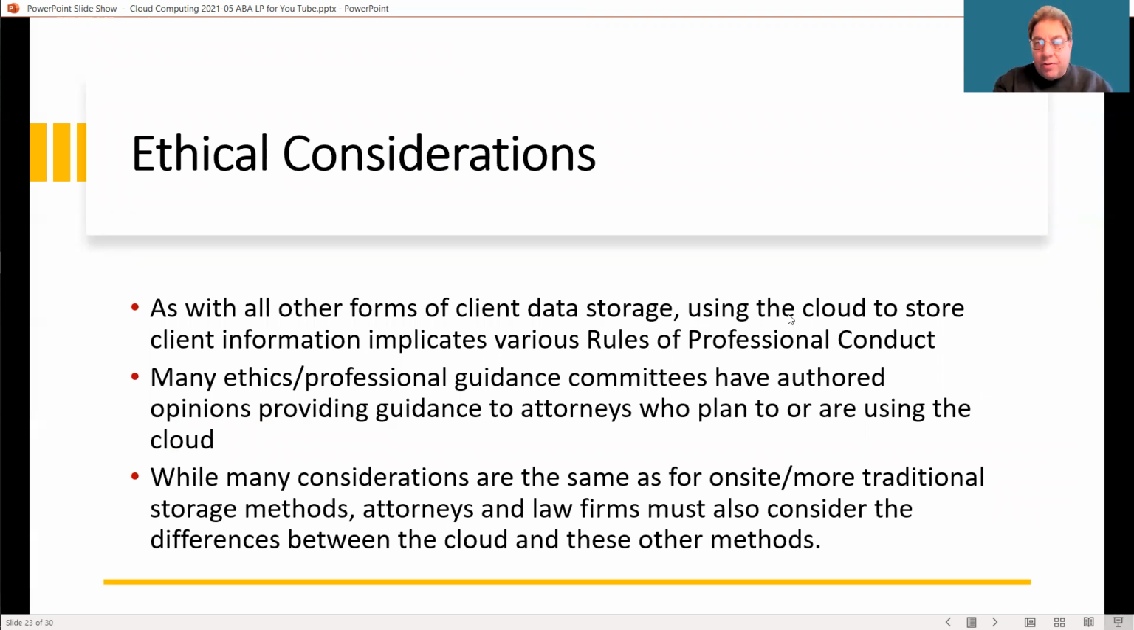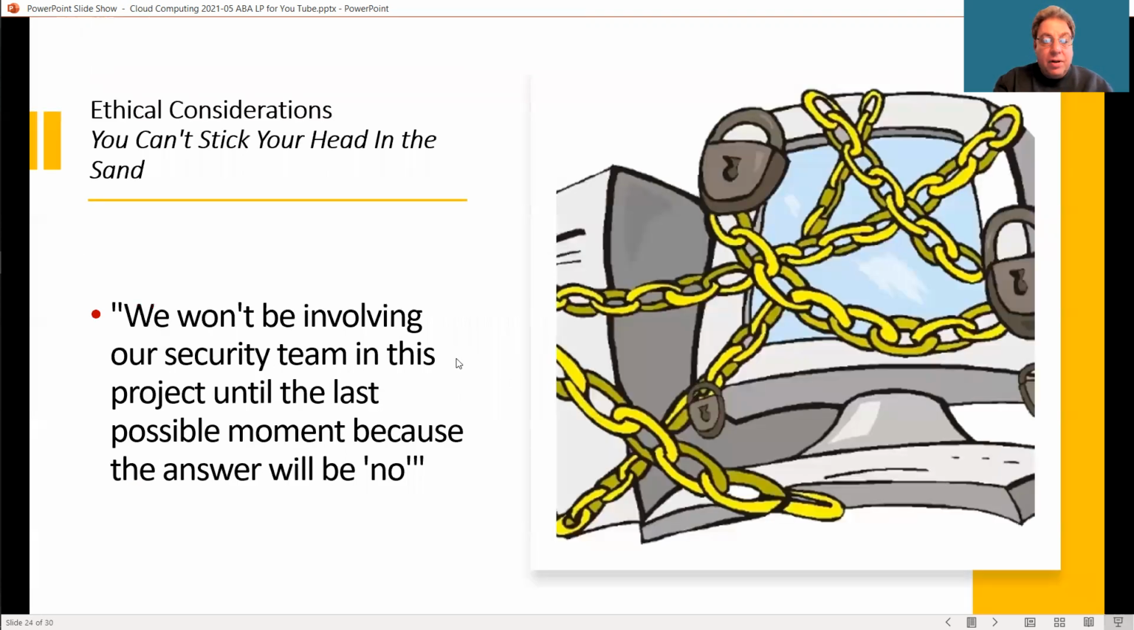Using the cloud implicates the rules of professional conduct, and as I mentioned, many ethics and professional guidance committees have authored opinions about that. Most say, if not all, in fact, that it is permissible to store data in the cloud, but you must use reasonable care and take reasonable precautions. And at the same point, you have to understand the difference between the cloud, on-site, and other storage systems. You also need to involve your IT department, because they're the people who know. We didn't go to law school to be computer and technology and internet security and cloud experts. That's why you hire consultants for those areas who can help you.